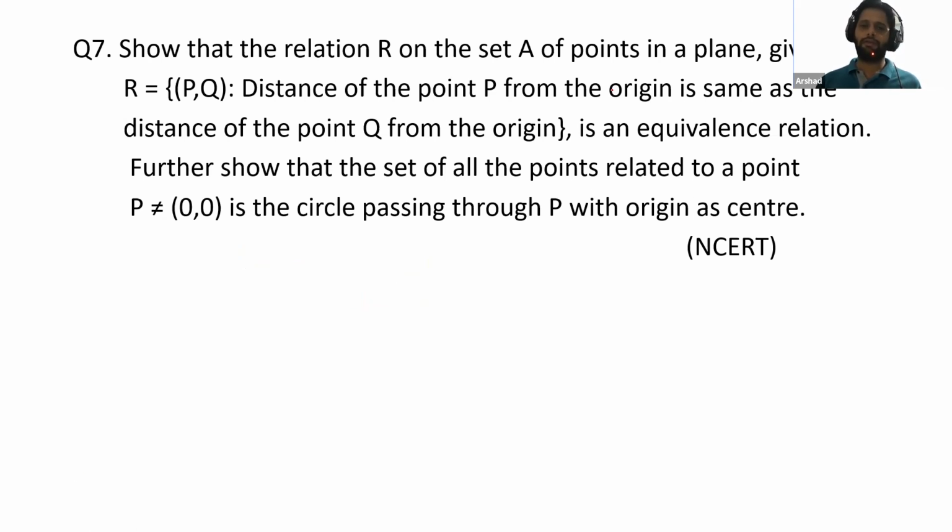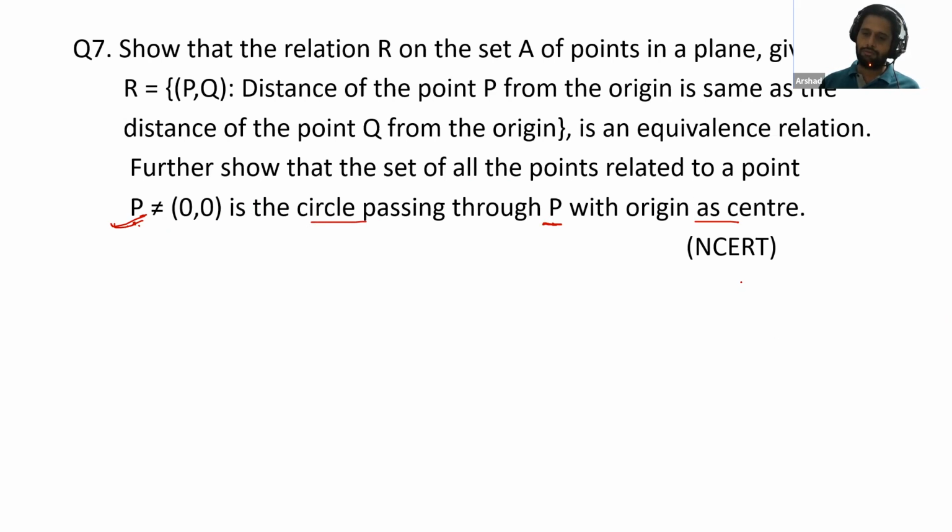Now the next part. They are saying further show that the set of all the points related to a point P, and this point is not the origin. They have fixed one point P, and they're saying the set of all the points related to this point P is the circle passing through P with origin as the center. So what does this mean? Just give me a minute.